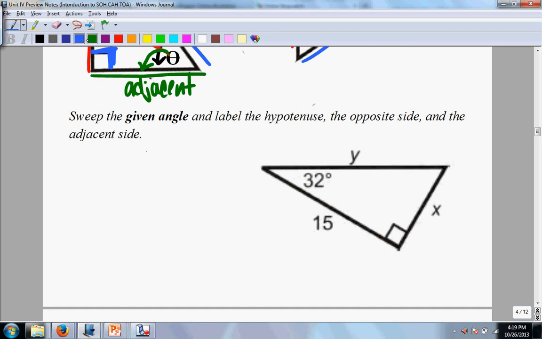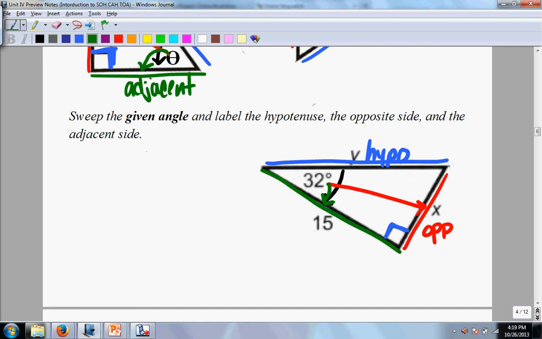Okay, let's see how you did. First up, there's your right angle, so that forces this to be the hypotenuse. Next, you sweep the angle that you're working with, which in this case is angle 32. And we go across from 32. That is going to be our opposite side. Then we go next to 32, and that is going to be our adjacent side. So your opposite and adjacent is determined by what angle you're working with.